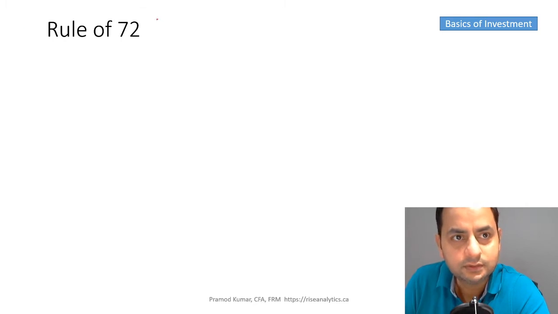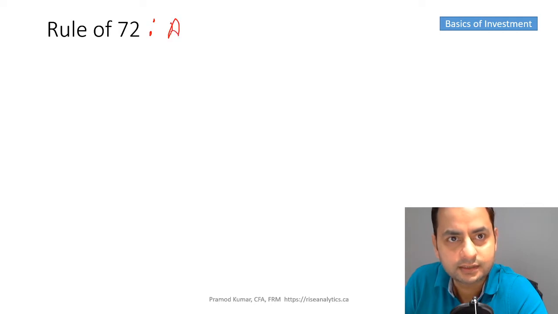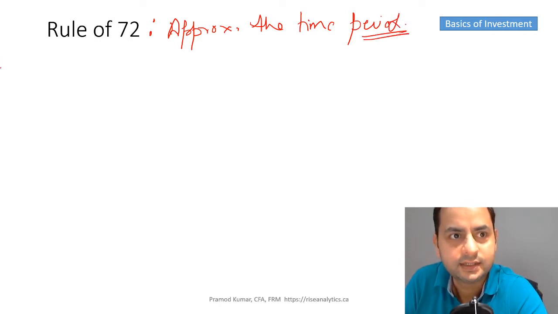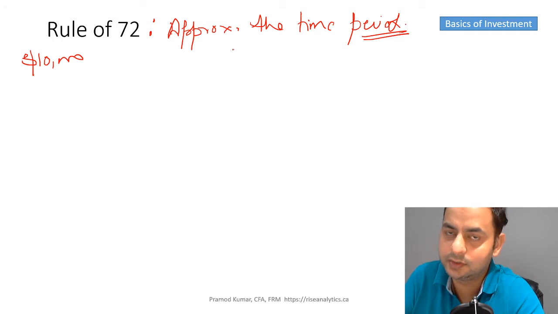So what this rule says is that it approximates the time period. Let's take one example. Let's say I have $10,000 and I want to double it. In order to double your money, you basically need a few factors. You need the money for sure, which we already have.